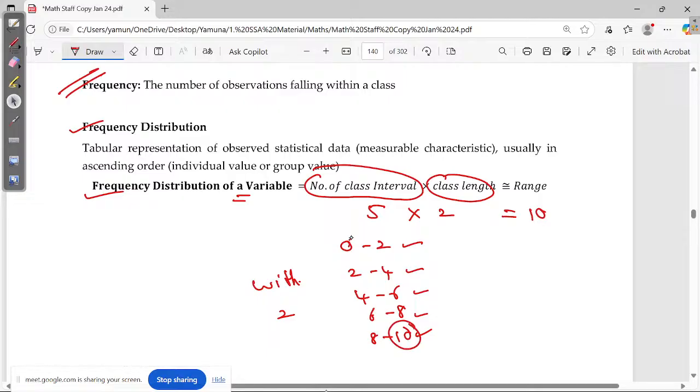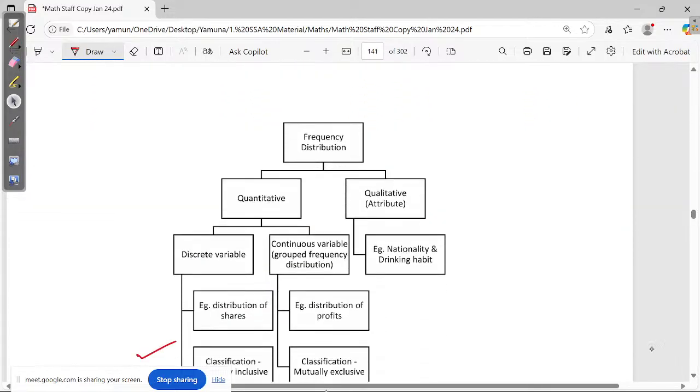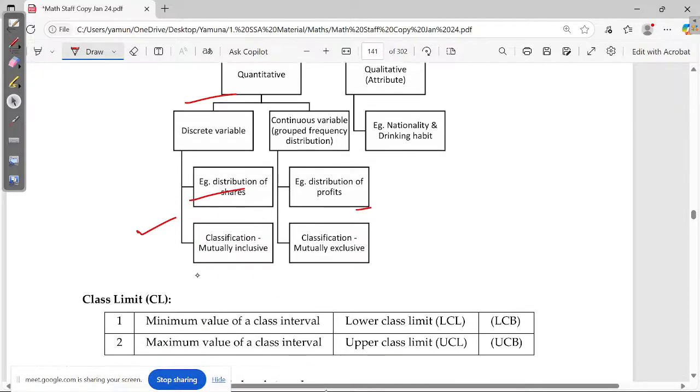5 class intervals into class length is what you call the width or size of the class interval, which is 2. What is the range? The largest value minus the smallest value, 10 minus 0. Yes, you're getting it. This is what you call the frequency distribution of a variable. Then this we have already discussed. You call something as mutually inclusive and mutually exclusive. Okay, you need not worry much about this.